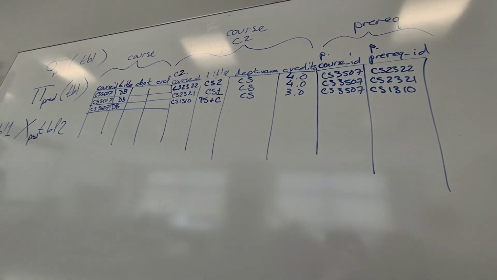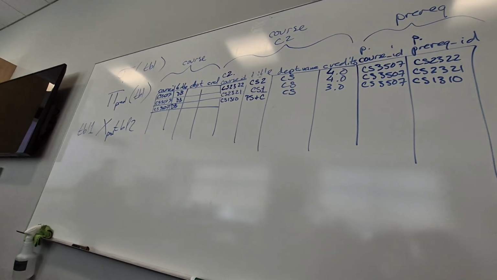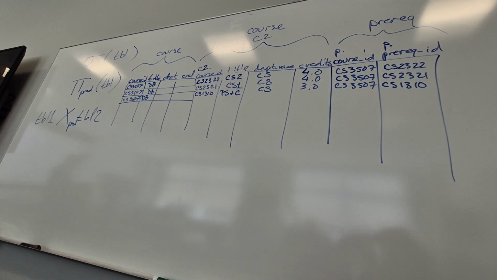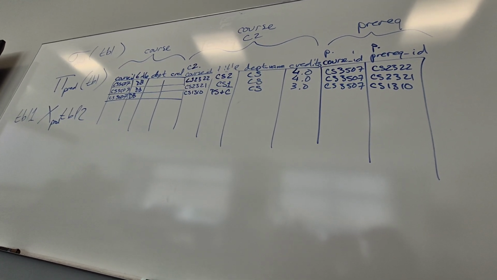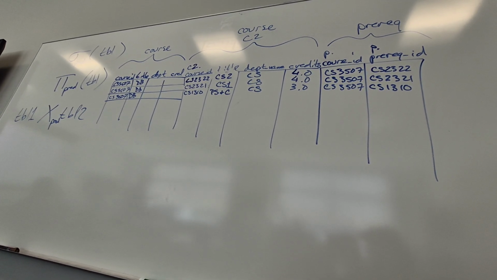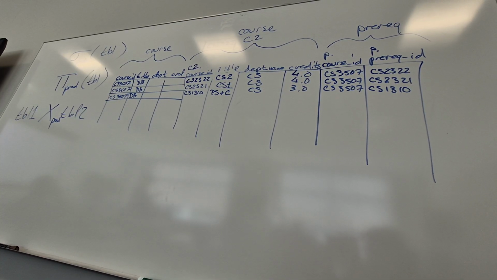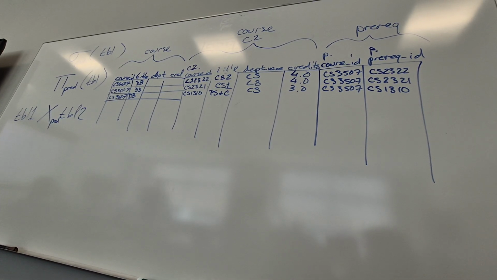Is this less efficient than our first one? Yeah, probably. There's more data, more columns. Remember when I said that your database system is going to try out several approaches to see which one is going to be the most efficient?